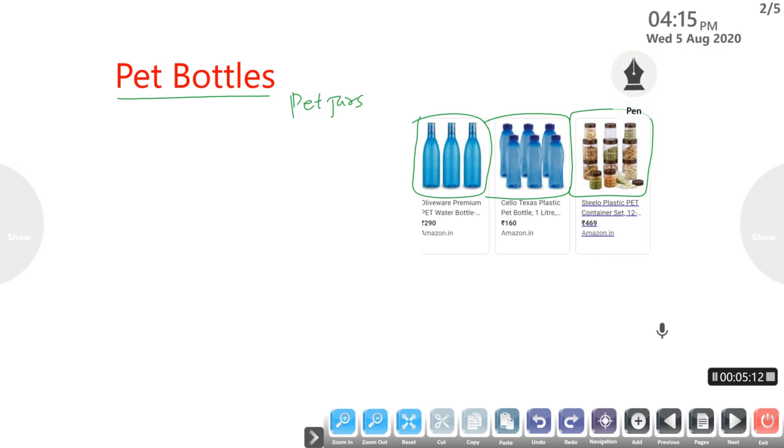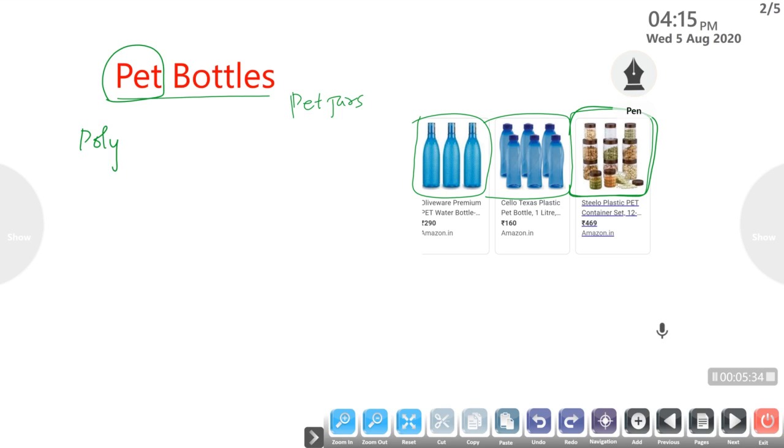Here, PET bottles are PET jars. We have heard the word. Your mother will also use these PET jars for storing different grains. Okay, now just focus here. What is the meaning, or acronym, of PET? Everyone should know this one. What does PET mean here?